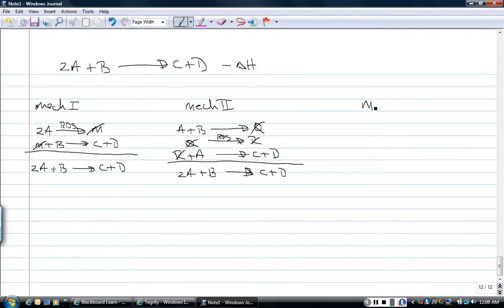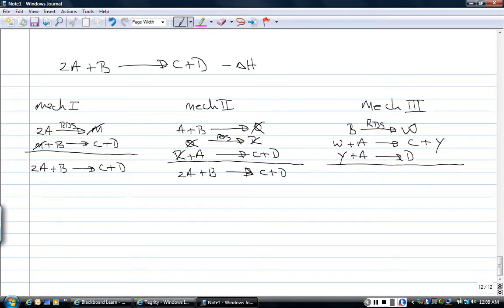Along comes a third lab somewhere in, let's say, California. They say, no, both of you are wrong. The correct mechanism is that B, first of all, gives rise to W, and then W reacts with an A to give C plus Y, and Y then reacts with A to give rise to D. And they say that step 1 is the RDS. When I add these steps together, the intermediate W goes out, the intermediate Y goes out, and overall 2A plus B gives rise to C plus D.